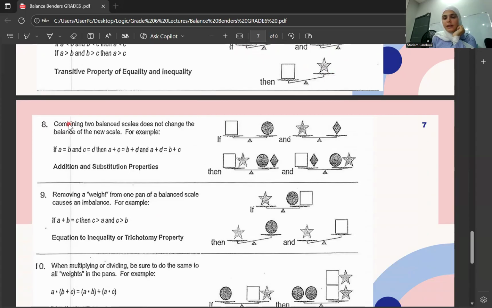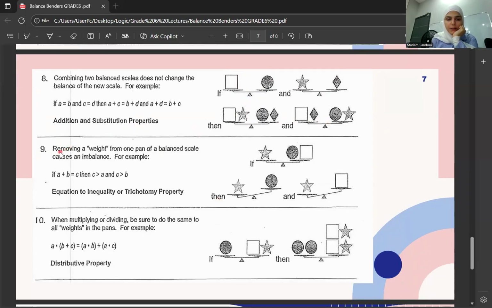Okay, now the eighth property. Combining two balanced scales does not change the balance of the new scale. Let's say we have the square equal to the circle and the star equal to the rhombus. If we add the star to the square and the rhombus to the circle, it does not change. So the balance remains the same.